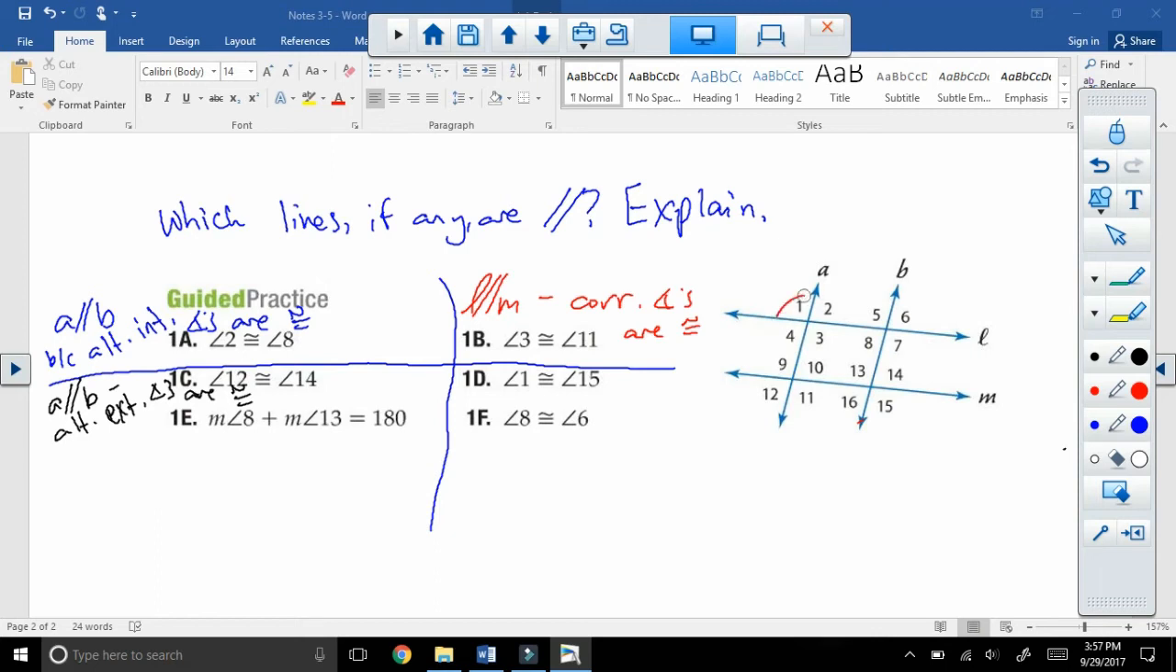For 1D, we have angle 1 and angle 15. And this is actually one of those possibilities. There's no part of the picture that I can cross off because I have two different transversals going here. I know that these look like they're alternate exterior angles, but because they're not on the same transversal, we don't have enough information to know for sure that these lines are parallel. So here you would just write none. And if you want an explanation, you could write they are not on the same transversal.